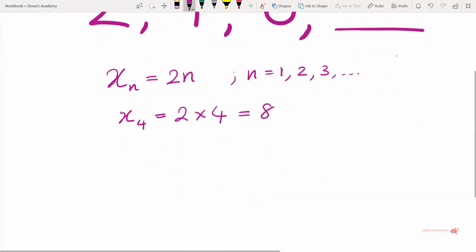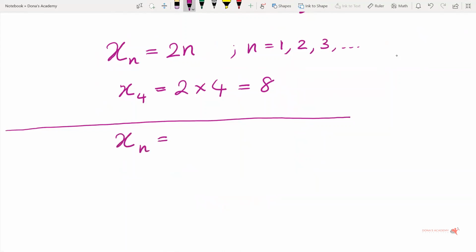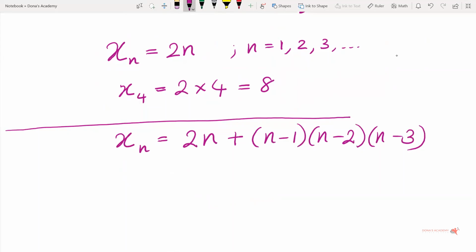So let me explain one example. How about if we take xn equals 2n plus (n minus 1)(n minus 2)(n minus 3). Here again n is natural. In that case, what can we say about x1, x2, and x3?